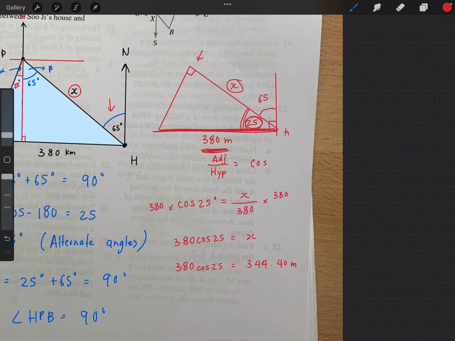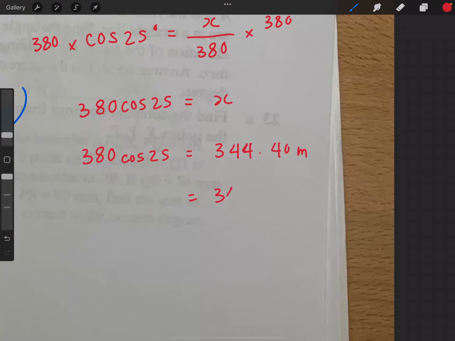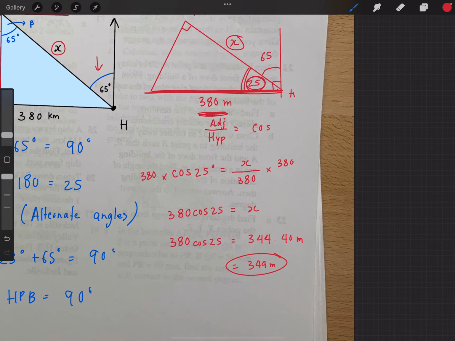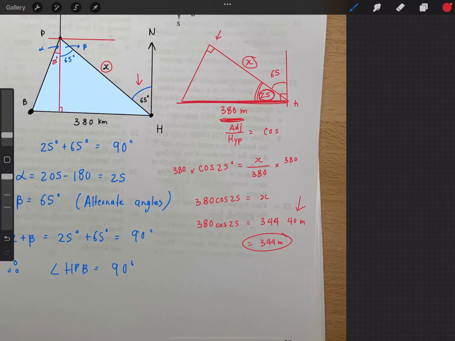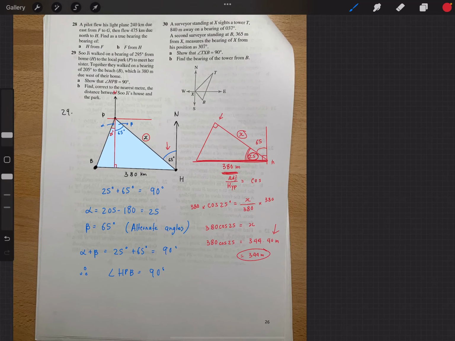Now, if they're asking for the nearest meter, the answer would just be 344 meters. Otherwise it's this answer in 2 decimal places. All right. Now we move on to question 30.